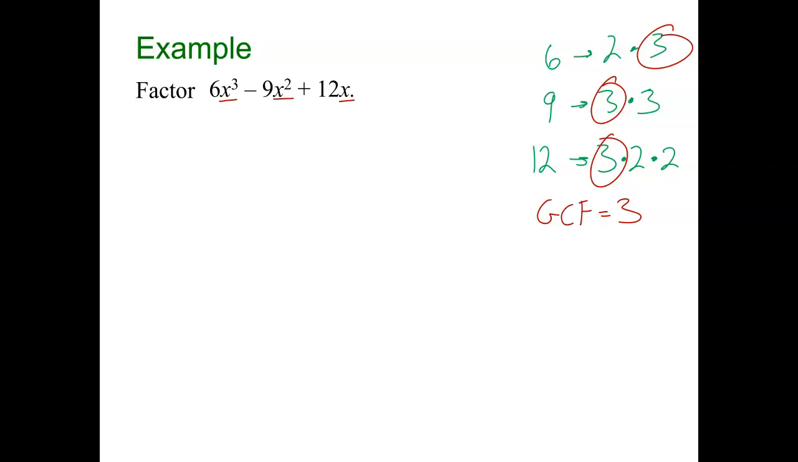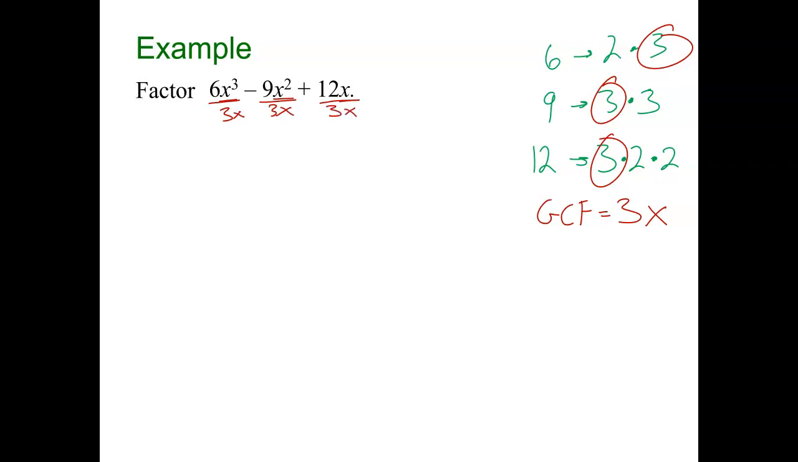Now if I look at x cubed, x squared, and x, what's the greatest common factor among those? Just x, because the lowest exponent is 1. Okay? So my greatest common factor is 3x. The numerical part is 3, the variable part is x. Now each of these terms is going to be divided by 3x.